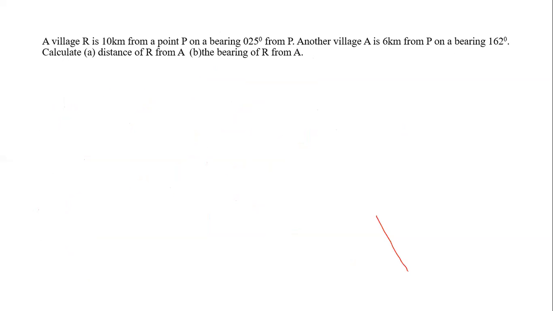The next question we have here is that a village R is 10 kilometers from a point P on a bearing of 025 degrees from P. Another village A is 6 kilometers from P on a bearing of 162 degrees. Calculate A, the distance of R from A. B, the bearing of R from A. So how do we do that? What you are still going to do is still the same process.